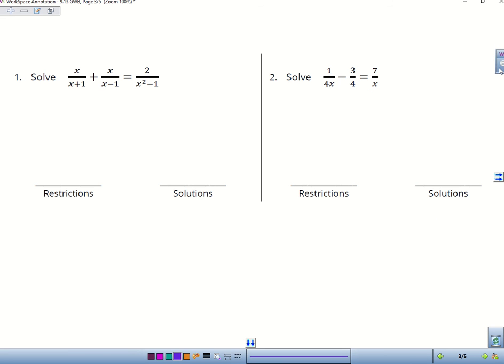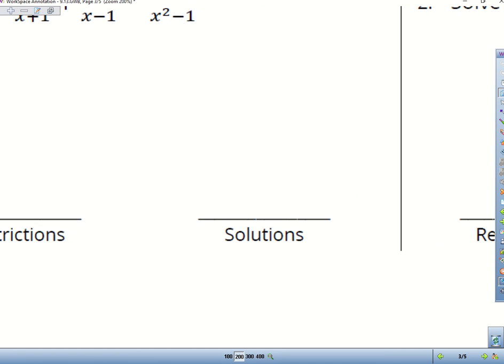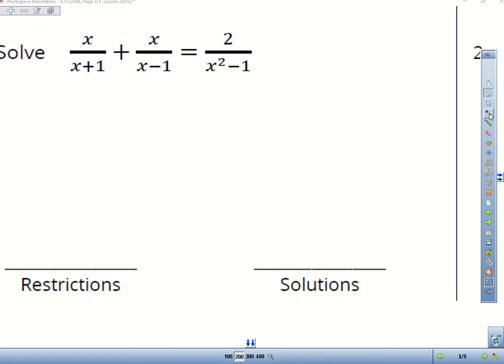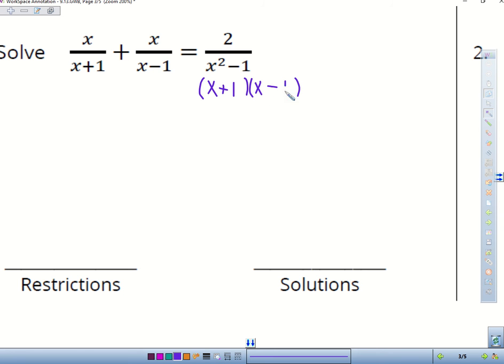Alright, so let's look at our number 1 here. The first thing you need to do is make sure that all of the denominators are factored as much as possible. What do you notice about x squared minus 1? That you can factor it further. Good, and it will factor into x plus 1, x minus 1. And what do we call this method of factoring? The difference of squares, or difference of perfect squares, you might hear.